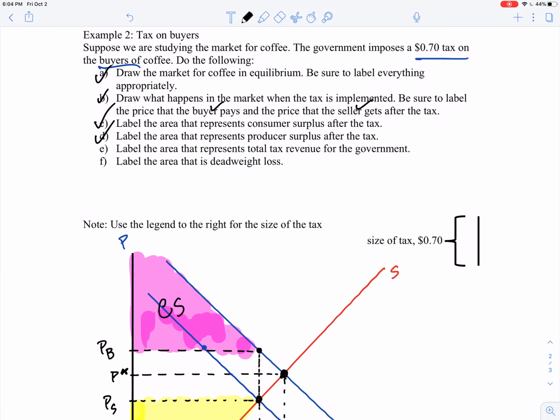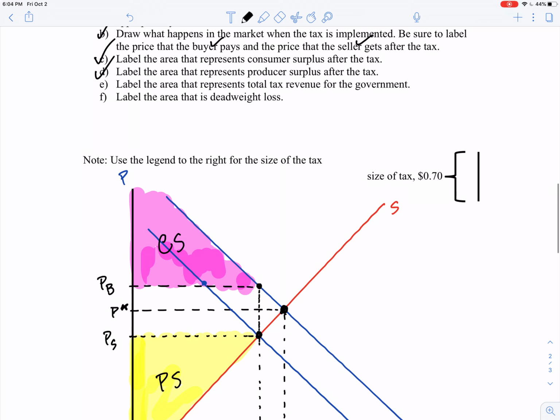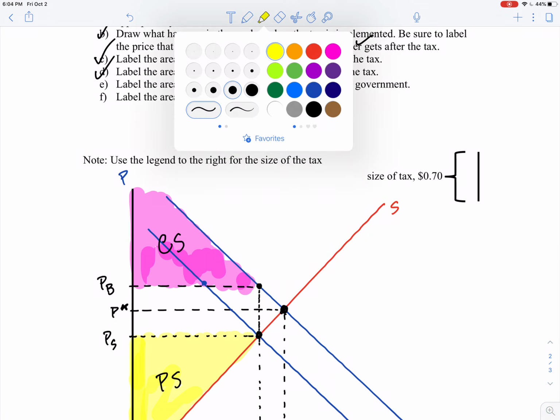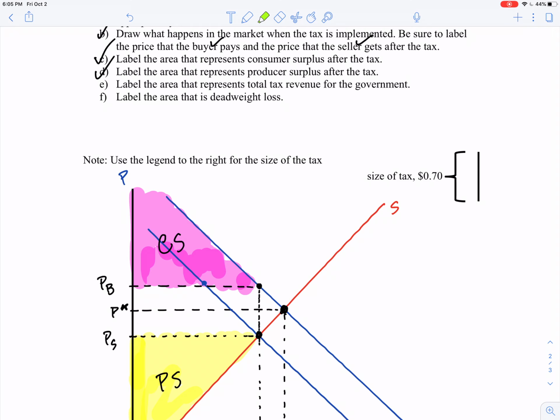Now let's label the area that represents the tax revenue. Well, remember, that's that rectangle in the middle. So let's use my highlighter and let's go with, I'm running out of decent colors. Let's go with a nice pastel green. Okay, so this area right in here is tax revenue. Tax revenue, right? And this is what goes to the government. Okay, that whole rectangle there. All right, so we've done part E.